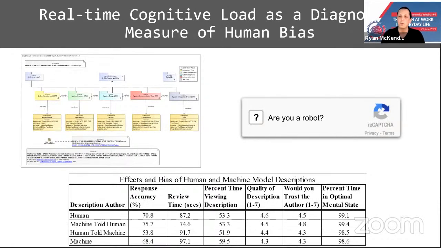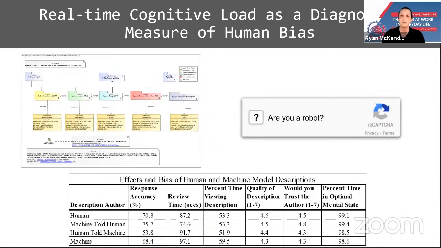But what was interesting is that the percent of time they spent in an optimal workload state, the inverse here is the time they spent in a negative workload state, was significantly different because of just the amount of data that we're able to sample during this time.